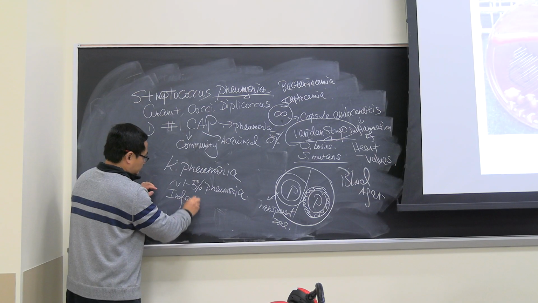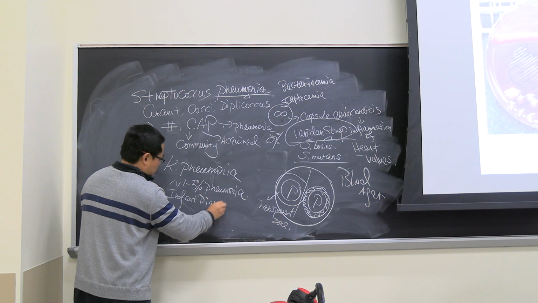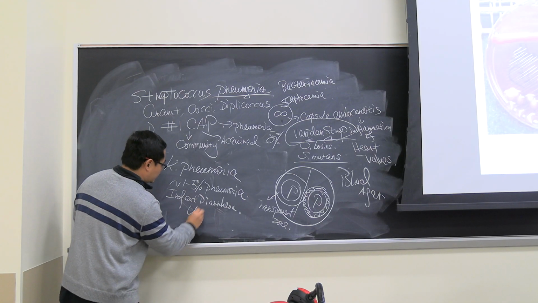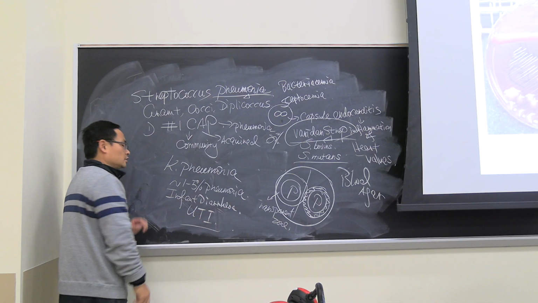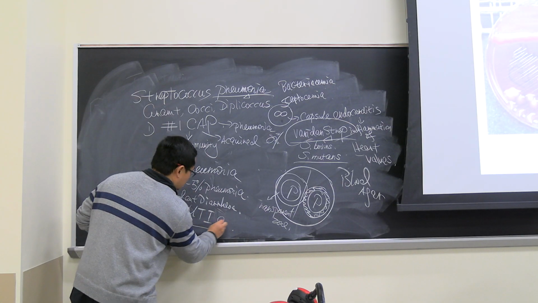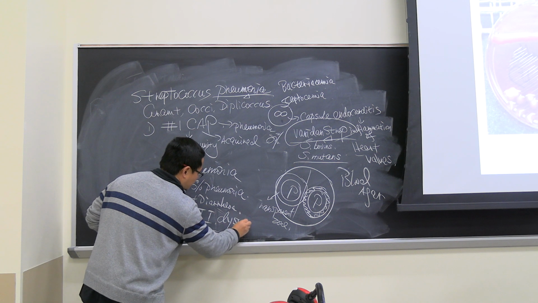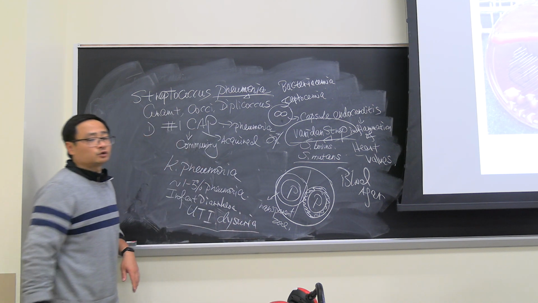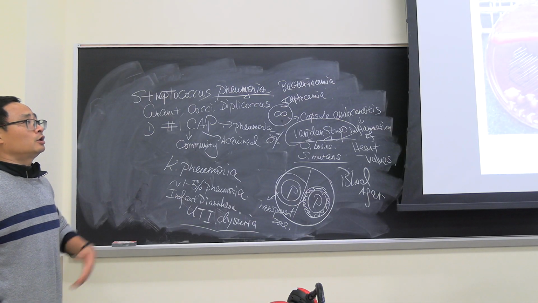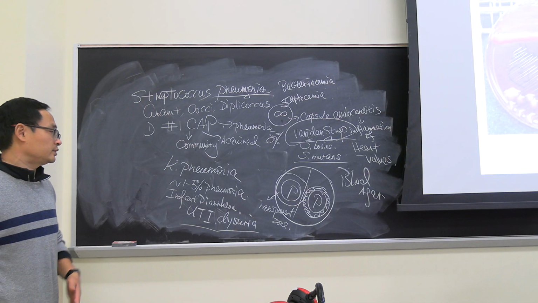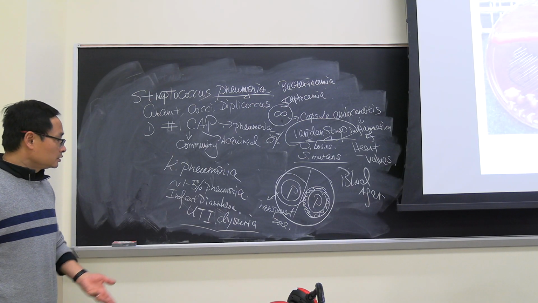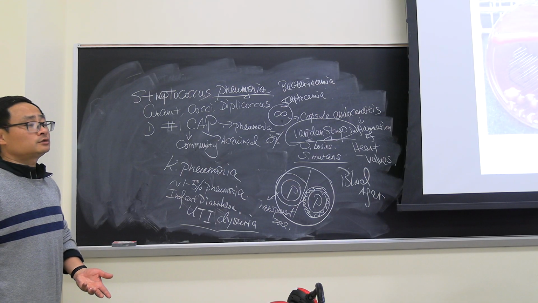Infant diarrhea, and urinary tract infection. What are the symptoms of urinary tract infection? We call it dysuria, which means difficult to pee. So Klebsiella pneumoniae, although it causes pneumonia, it's only 1 to 5%. Basically, it's infant diarrhea and dysuria, urinary tract infection.